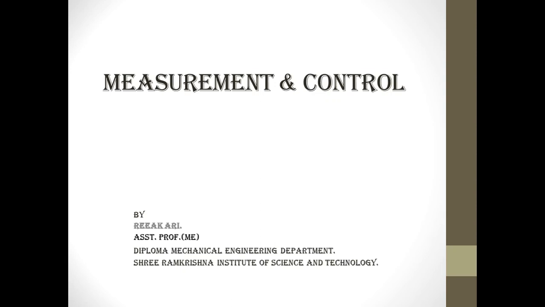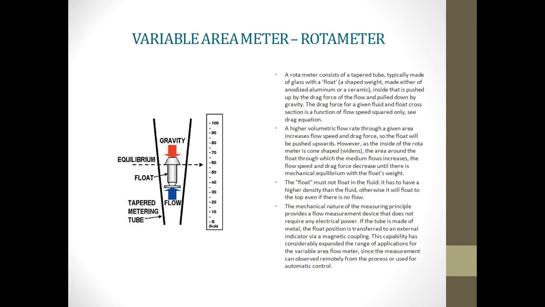The first topic is rotameter. A rotameter is a constant pressure drop variable area flow meter. It consists of a vertically placed tapered tube with a float within it which is free to move within the tube. A rotameter is shown in the figure, which is made up of glass. The fluid flows through the tube from bottom to the top. When no fluid is flowing, the float rests at the bottom of the tube.